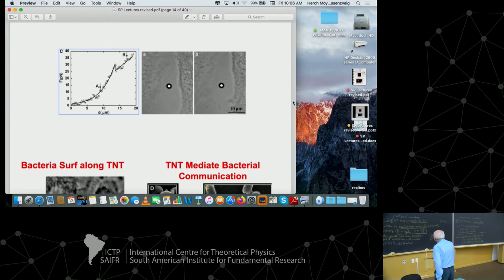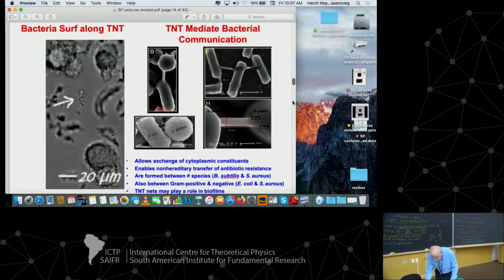Now, I'm going directly to the other part, because now I'll show that these TNTs and CMNs are exploited by essentially all known pathogens to propagate infection from one cell to another. Okay? So, first example.